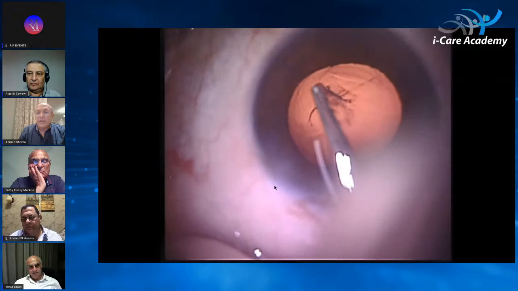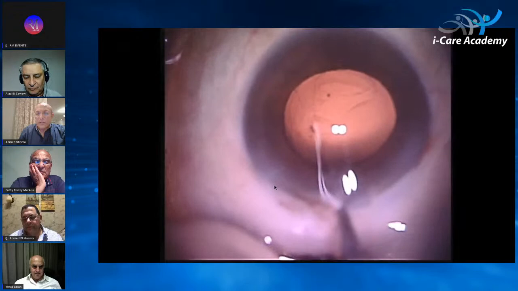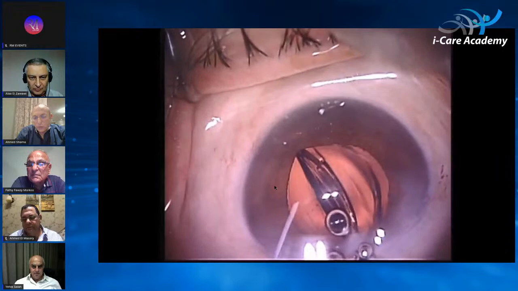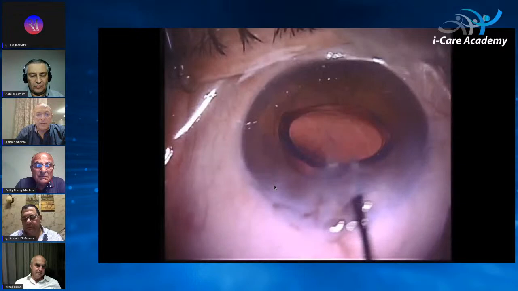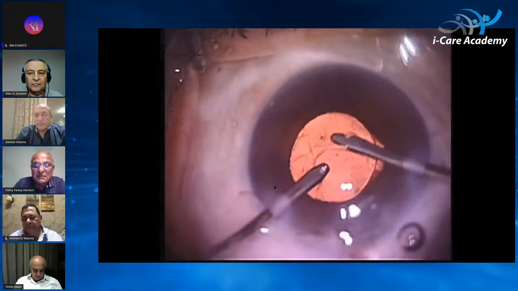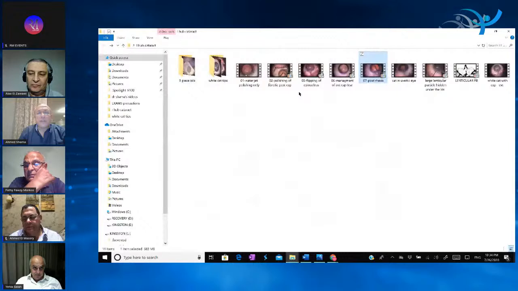I know now that many of our colleagues are doing this posterior axis as a routine, but this was a fibrotic posterior capsule. And the remainder of the video is as usual. We put the lens inside the bag. I'm going to skip the other two videos because I know that Professor Fathy Fawzy is ready now.